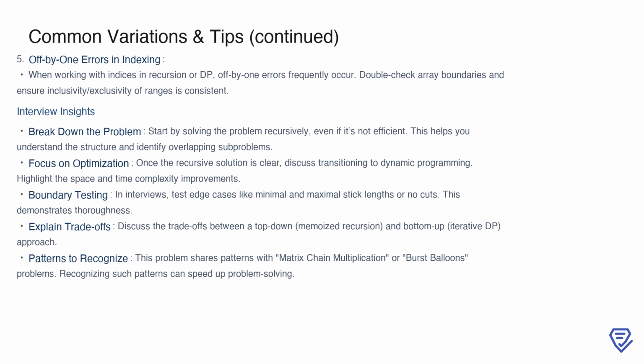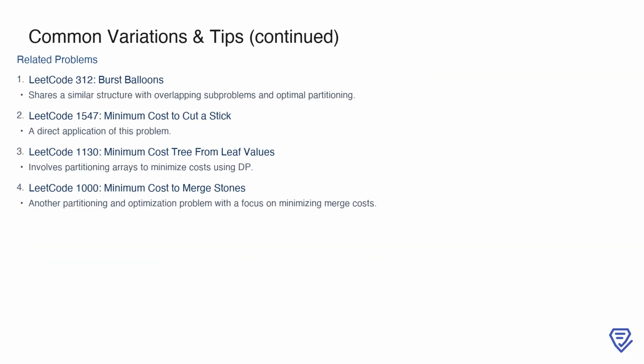Recognizing patterns is another important skill. This problem shares similarities with others like matrix chain multiplication and burst balloons, so identifying these connections can streamline your problem-solving process. This problem is deeply connected to several others, and understanding those relationships can enhance your approach. For example, LeetCode 312, burst balloons, shares a similar structure involving overlapping subproblems and optimal partitioning strategies.